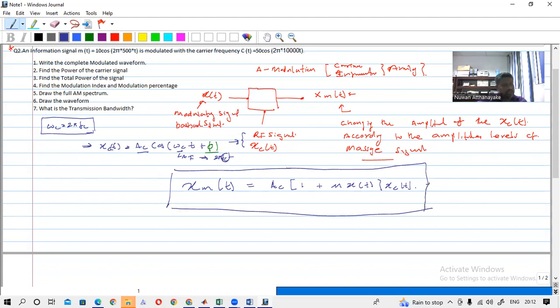You know that mu is the modulation index, and it is defined as Am divided by Ac. Am is the modulating signal amplitude, the baseband signal amplitude, the x(t) amplitude. And Ac is the carrier amplitude, the xc(t) amplitude, the carrier signal amplitude.